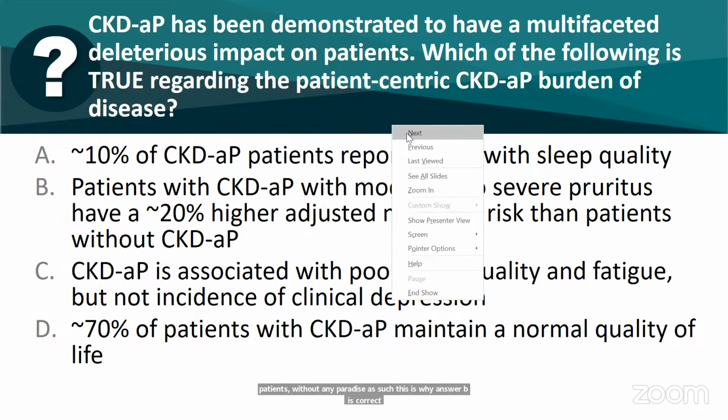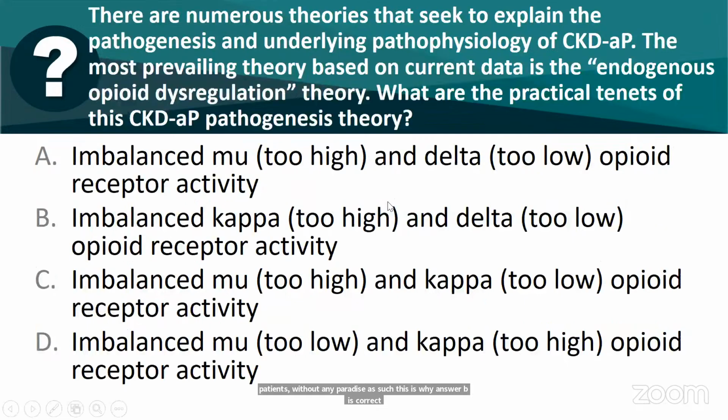So going on to post question number 3. There are numerous theories that seek to explain the pathogenesis and underlying pathophysiology of CKD pruritus. The most prevailing based on current data is an endogenous opioid dysregulation theory. What are the practical tenets of CKD pruritus pathogenesis theory?